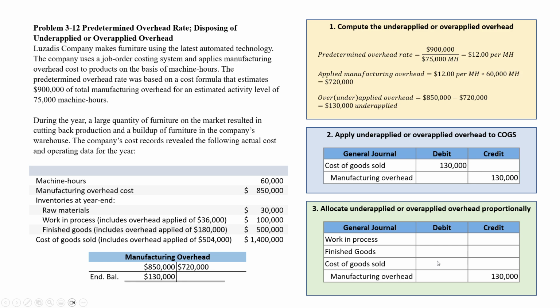We're still going to debit cost of goods sold for something, but we're also going to debit work in process and finished goods. These are asset accounts. We didn't initially put enough into them, so we're going to add more. The hard work is how much more are we going to put? What are we going to put in those, and how is this going to change our original debit to cost of goods sold of $130,000?